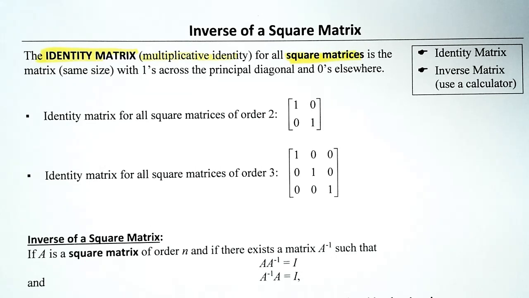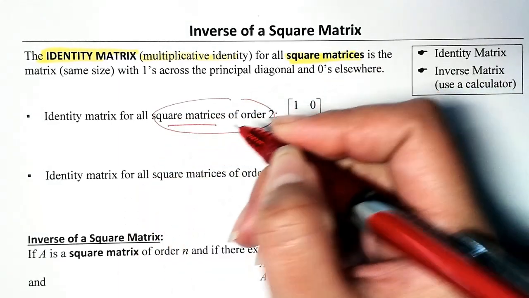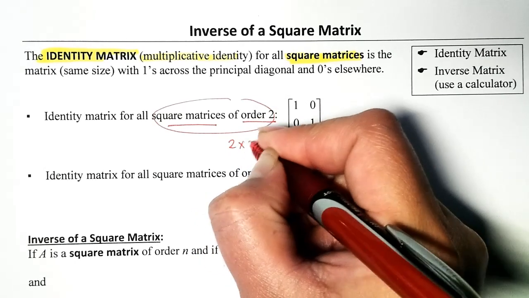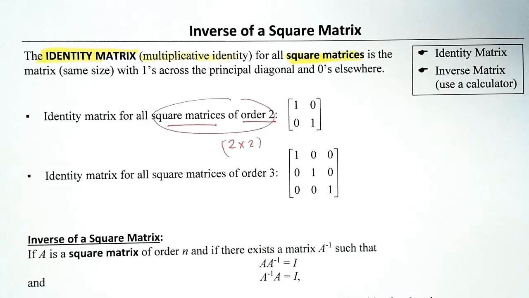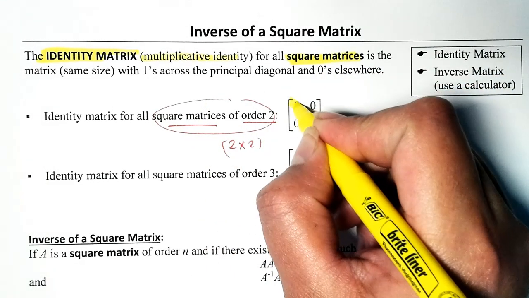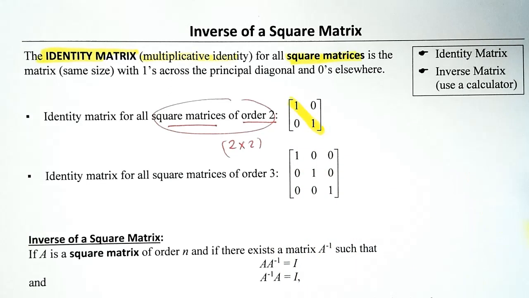Let's say that we have a square matrix of order 2. With a square matrix, the rows and columns are the same. Order 2 is code for a 2 by 2 matrix. What does the identity matrix for a 2 by 2 matrix look like? It is the matrix where we have a 1 on the diagonals and then 0 elsewhere.